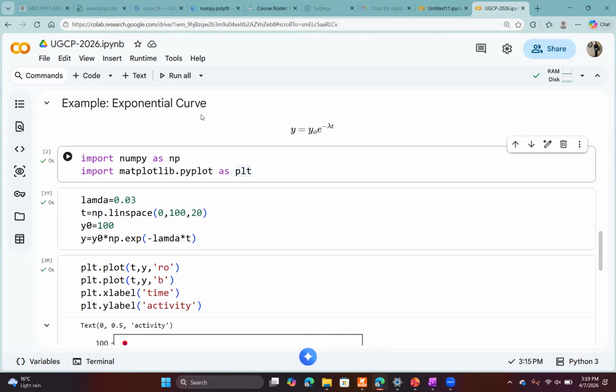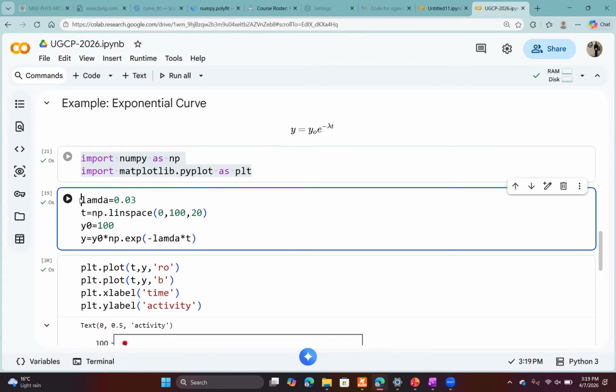The exponential curve, which is y equals y naught e raised to the power minus lambda t. This is the famous radioactive decay law, where the activity y varies with the time. So I have the libraries imported, the vector creation library Numpy, and the plot creating library matplotlib.pyplot. So they are in my program.